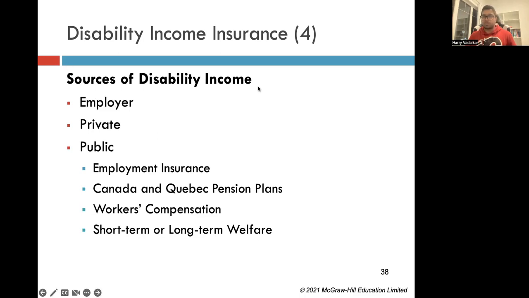What are the different sources of disability income? It is employer. Sometimes the employer pays you disability. It can be private. It can be public. Public is employment insurance, CPP plans, workers' compensation, short-term and long-term welfare.